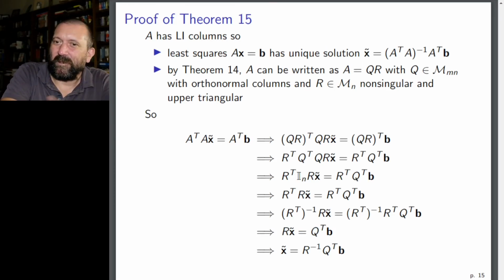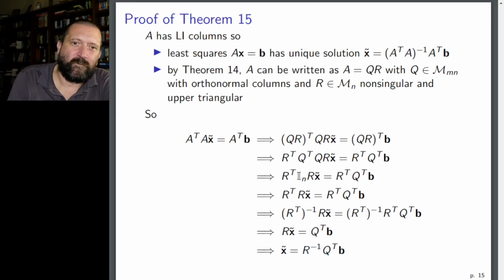And the same way as we just did, we want to get rid of this R here, so we multiply both sides by R inverse on the left, and so finally we get x tilde equals R inverse Q transpose times b, which is the result we wanted to prove.